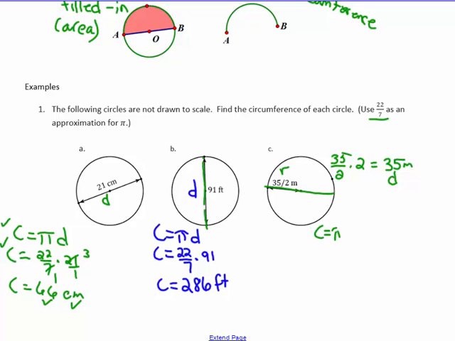So C equals pi D, right? These are still equations. 22/7 times 35. This one I can do by hand. That goes in 5 times. 110. I hope somebody's checking that. 110 meters. So usually they have us use 22/7 when our diameter is something that can be divided by 7, because that helps us get this nice whole number instead of some big long decimal.